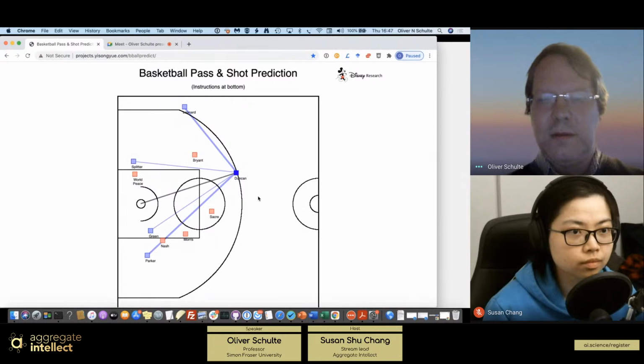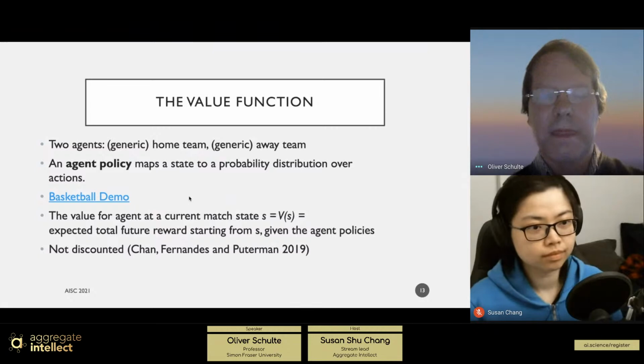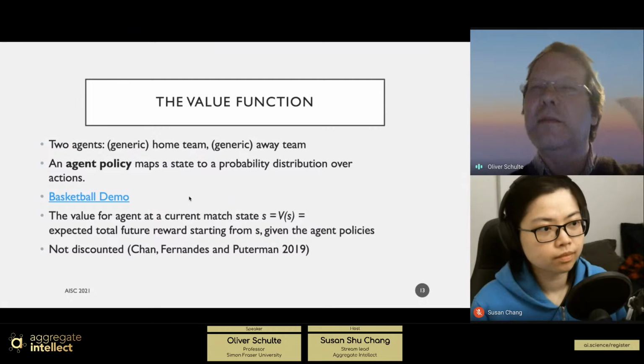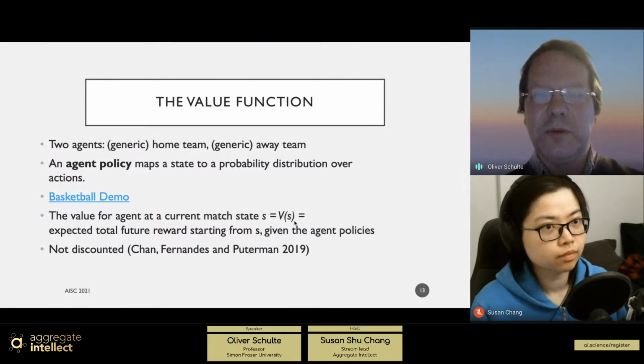So think of the policy as summarizing the tendency of teams or players to act. Now, if we have two policies, one for each team, then that will define the expected future actions. That means we can get an expectation over, say, the number of points that a basketball team would score or the winning probability. That's what I will call the value function and denote as V(S). So V(S) is the expected total future reward in state S.